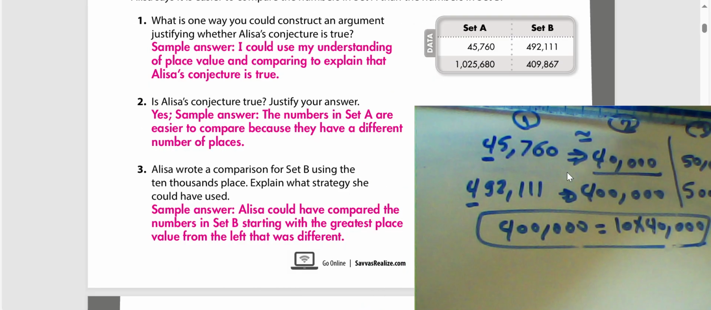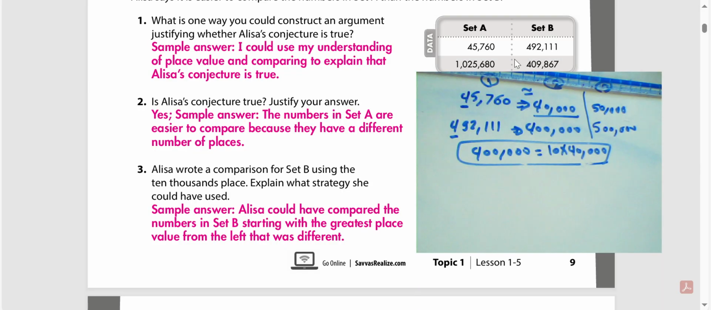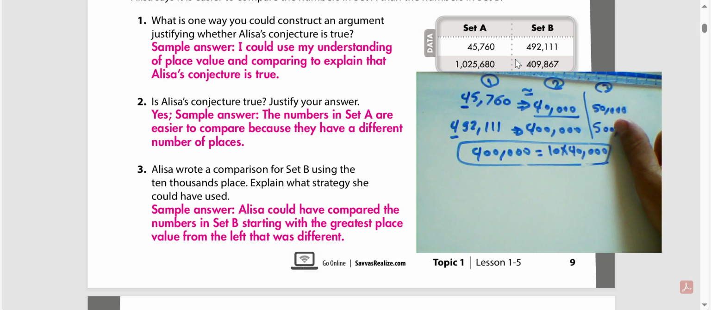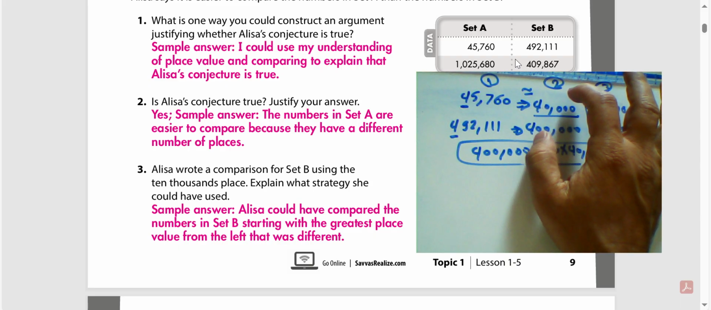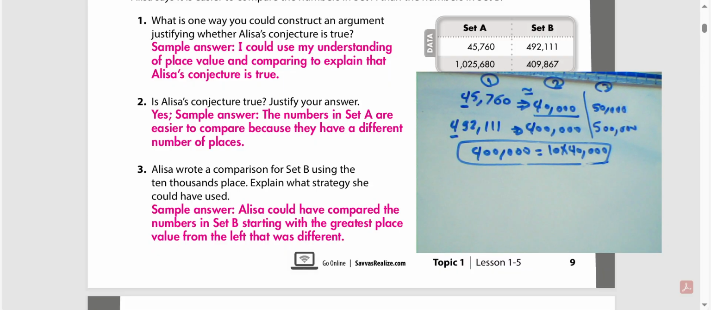Here you can compare 3 numbers or 4 numbers in set A and set B by counting the number, or using the front end strategy, or approximating to the nearest 10,000 or 100,000 by rounding, or comparing by using place value of the digits. We have 3 methods, okay?